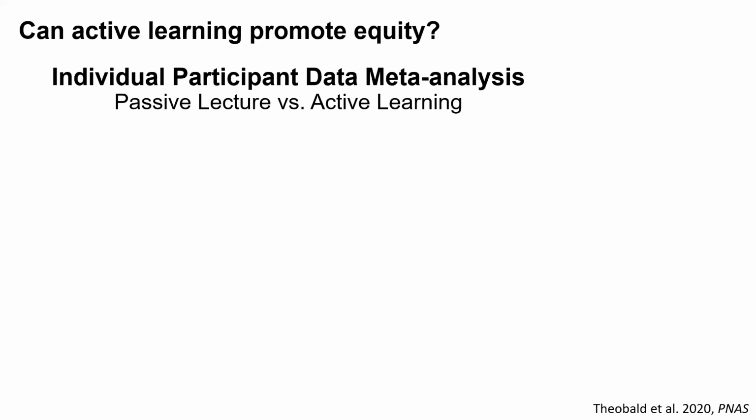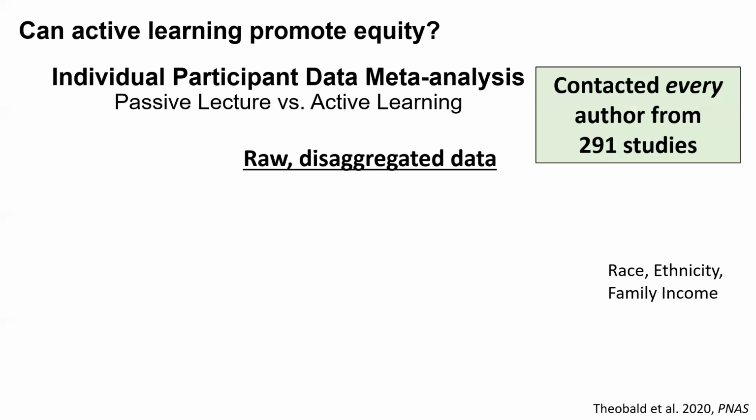To do this, we contacted every author from both the Freeman meta-analysis and our meta-analysis, a total of 291 studies. We asked the authors for their raw disaggregated data that compared passive learning classes to active learning classes. We asked for both exam scores and the probability of passing the class, disaggregated by student race, ethnicity, or family income. So, two different outcomes that we were looking at.